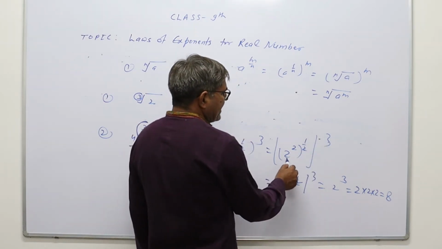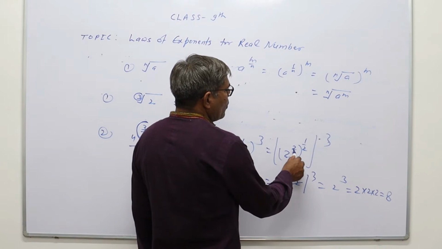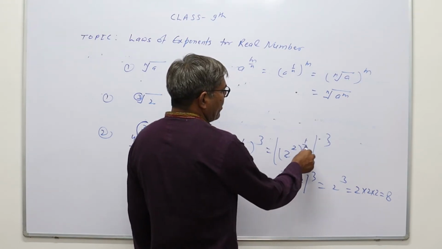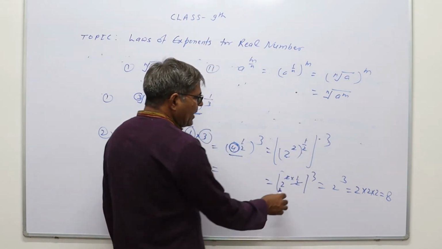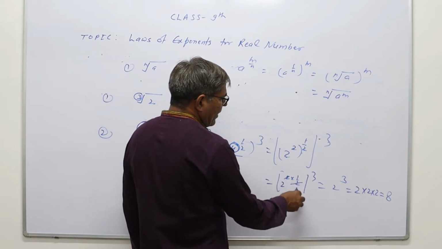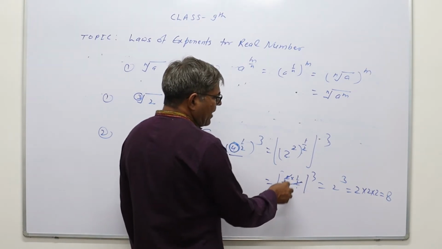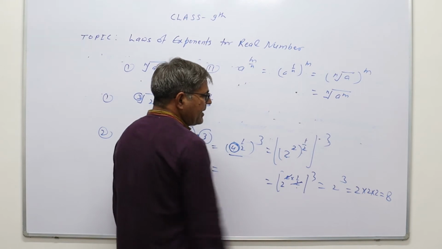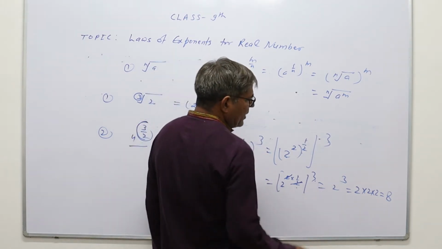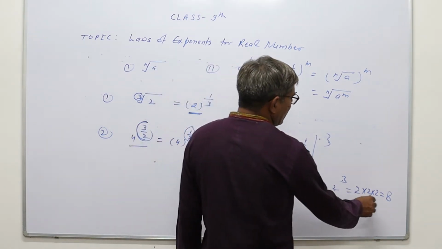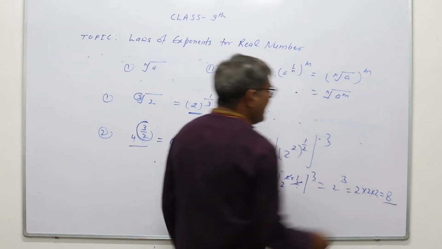Here, see, 2 raised to the power 2, whole power 1 by 2. Power on power, again it will be multiplied. So 2 raised to the power 2 into 1 by 2. The 2 will be cancelled out. So 2 raised to the power 1, that is 2, and whole power 3. So 2 raised to the power 3 is 2 into 2 into 2, that will be 8.